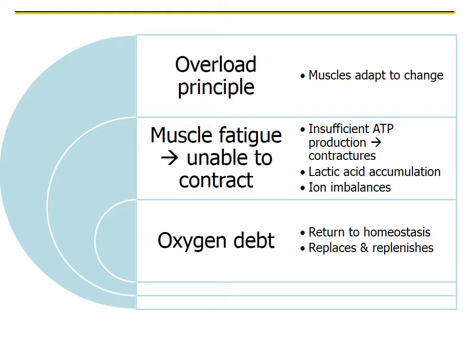If you exercise a muscle to the point of it running out of ATP, you force it into fatigue. Ion balances occur, lactic acid builds up, and the myofibrils are torn. The cell then goes into oxygen debt, where it replaces and repairs to return to homeostasis. This fatigue debt cycle is called the overload principle. Skeletal muscle cells always adapt to their stimulus. If you want them to continue to adapt and change, you must continue to overload them.